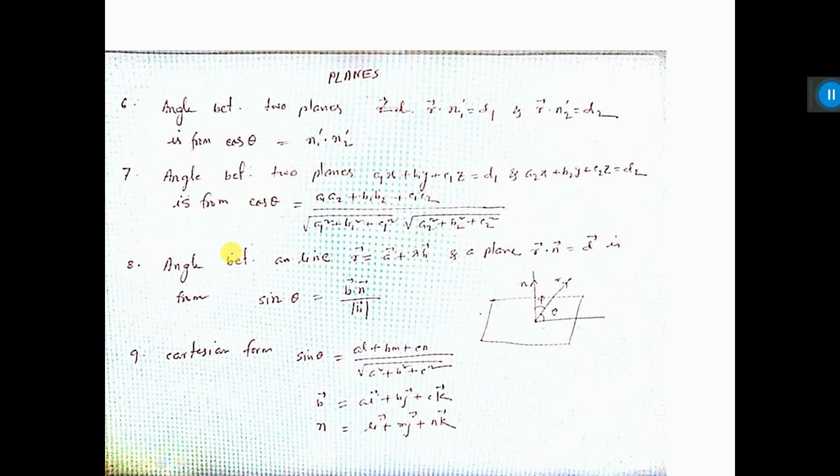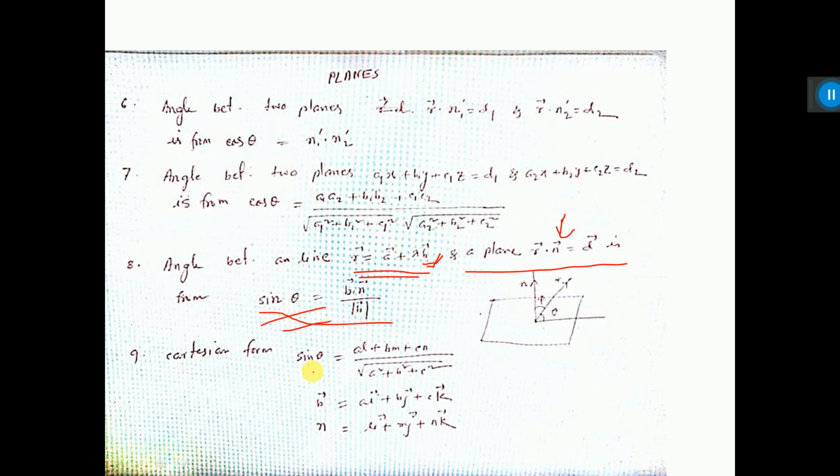Now here it is given, angle between a line and a plane. Angle between a line and a plane you will get from this relation: sin theta equal to b dot n divided by magnitude of b. So this is the equation of the line, r is equal to a plus lambda b, and the plane equation r dot n equal to d. So sin theta equal to b dot n. B dot n means, from the plane you have to take this vector n, and the b vector is this one. So these two you have to take the dot product, and the denominator will be the magnitude of the b vector. So you will get sin theta from here.